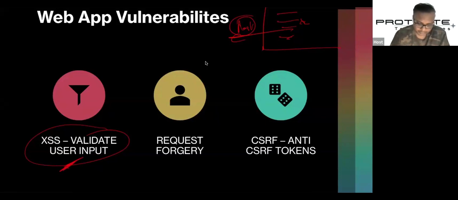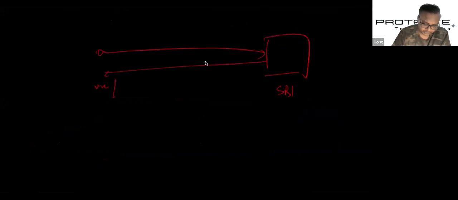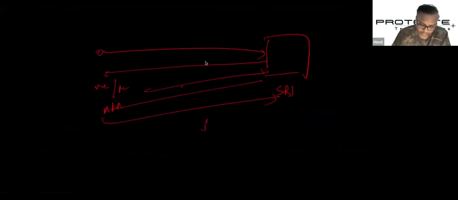Then you have something called request forgery. How does it work? You are accessing your SBI bank. You say, I want to access, and it asks, who are you? You give your username and password and send it, and then it sends you an MFA, and you give the MFA. Now a session cookie is generated.